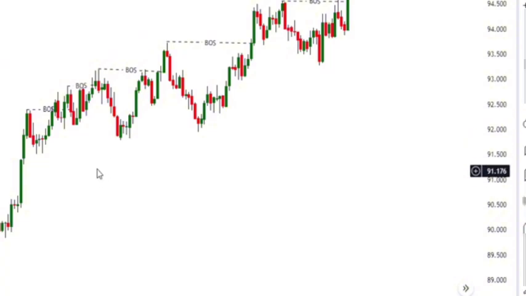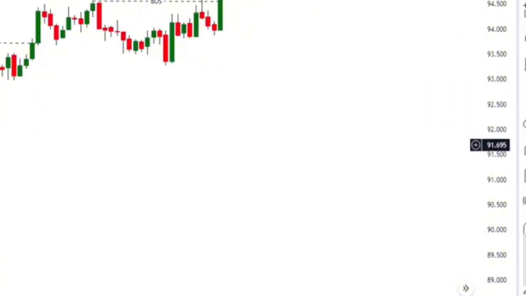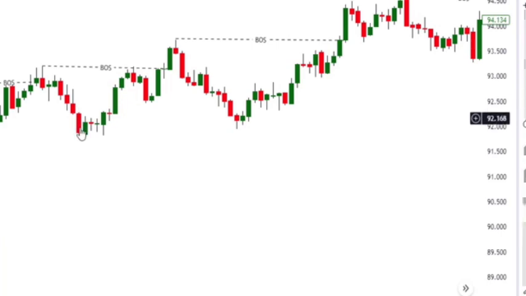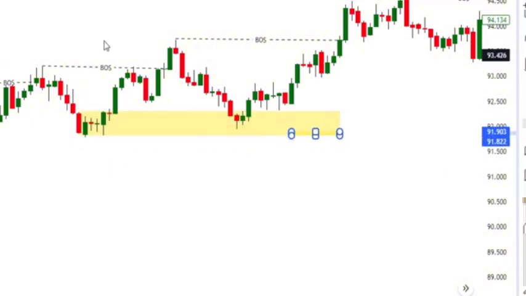Now, what is an order block? The last sell candle, this sell candle, let me expand it so you can see. The last sell candle that was printed before price pushed above. Look at it. This is the last sell candle. So the retracement will always want to come back to the last sell candle.